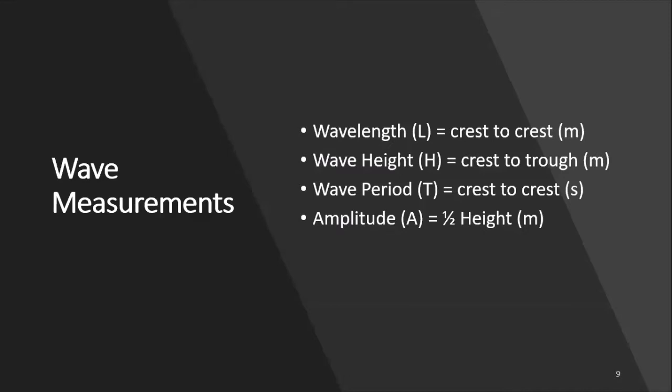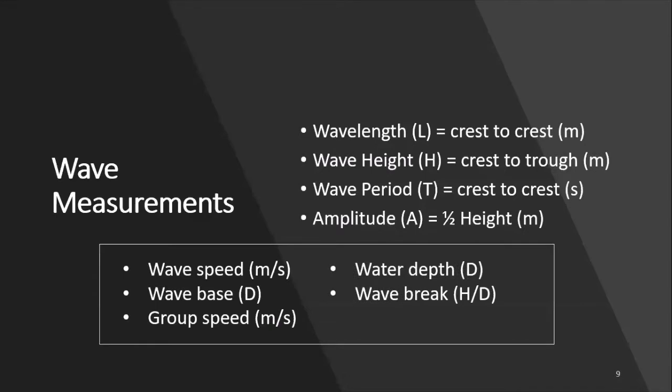In this lab, you will use the following wave measurements to complete your calculations for part A. Wavelength is a measure of crest to crest. Wave height is a measure from crest to trough. Wave period is a measure of crest to crest, but in time, and amplitude, which is 1/2 the height. Again, in part A, you will use these measurements to calculate wave speed, wave base, group speed, water depth, and the wave break.